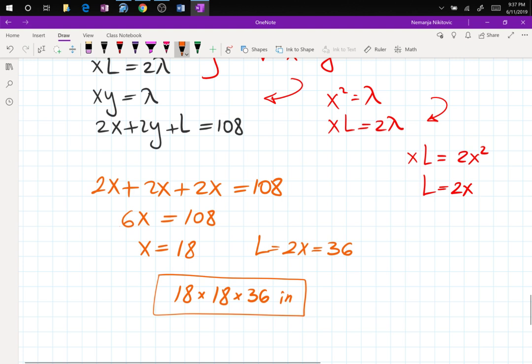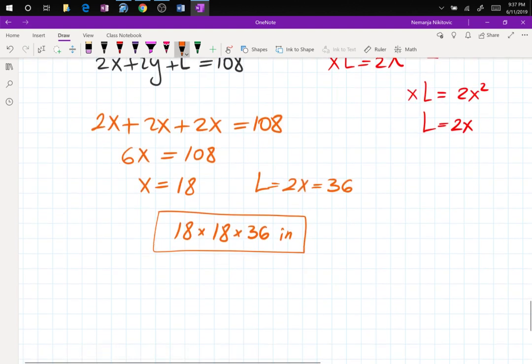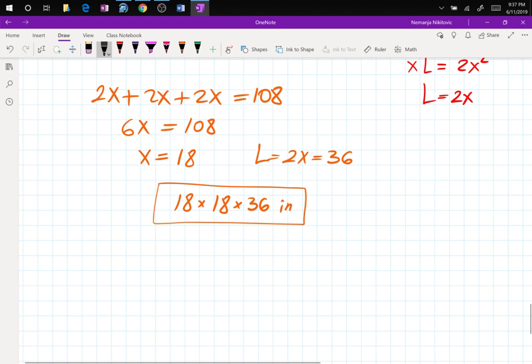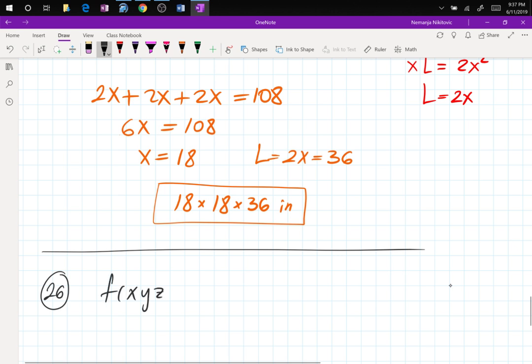Like, look at problem 26. This problem is really symmetric. We're not going to do it. You can do it as practice. But if you see problem 26, it says f of xyz is equal to xyz to the 1/2. That's like a square root of xyz. So let me write it as a square root of xyz. And the constraint is x plus y plus z equals 1.